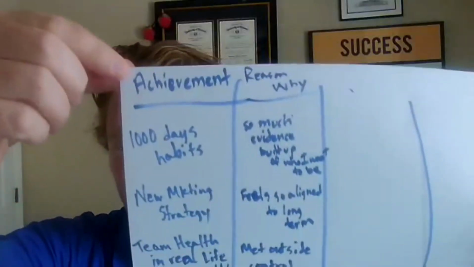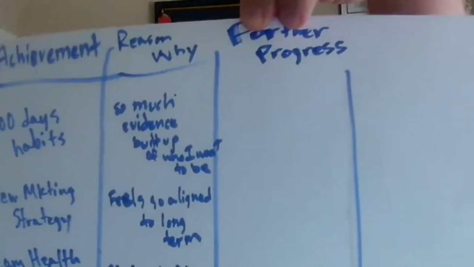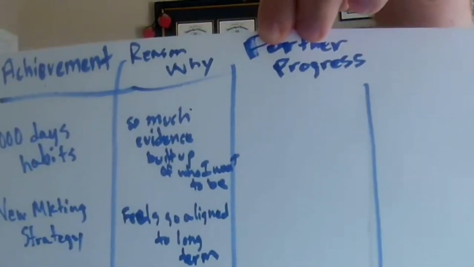So we had 4 columns. The first one we wrote 1 to 3 achievements. The next one we wrote reasons why. And the third column, write further progress. So if you were to look back 90 days from now, and in that area you had made further progress, what would be something that is done? We're going to get back together every week for the next 13 weeks, but 13 weeks from now, what does further progress look like on that?